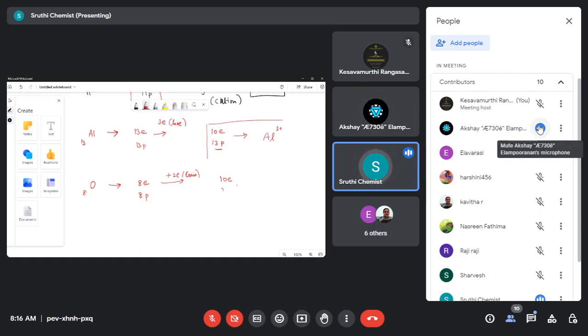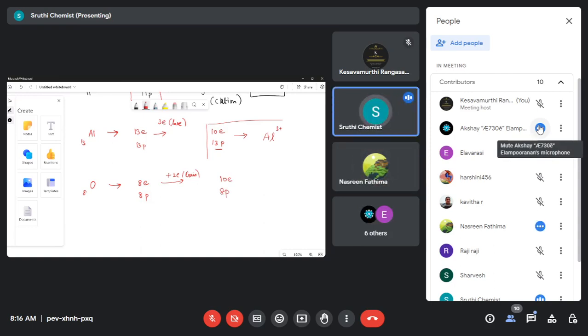Again, the proton count is still the same. The proton count will not vary, the same atom has the same number of protons. So the proton will not gain or lose. So the proton count remains the same. That's the reason we always compare the atomic number with the proton count. Okay, it is 10 electrons and 8 protons.